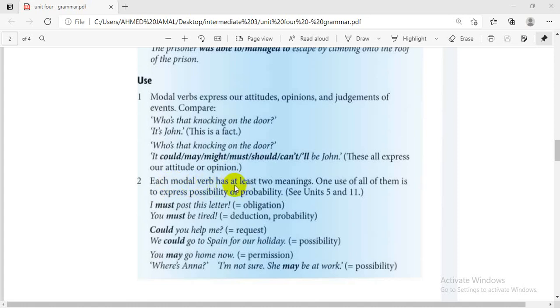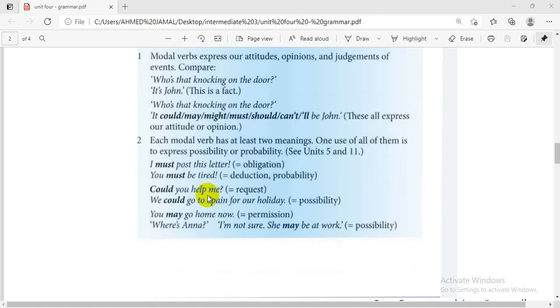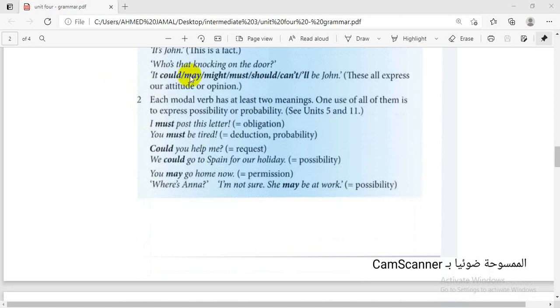Each modal verb has at least two meanings. One use of all of them is to express possibility or probability. I must post this letter. Obligation. You must be tired. Deduction or probability. Could you help me? Request. We could go to Spain for our holiday. Possibility. You may go home now. Permission. Where is Anna? I am not sure. She may be at work. Possibility.